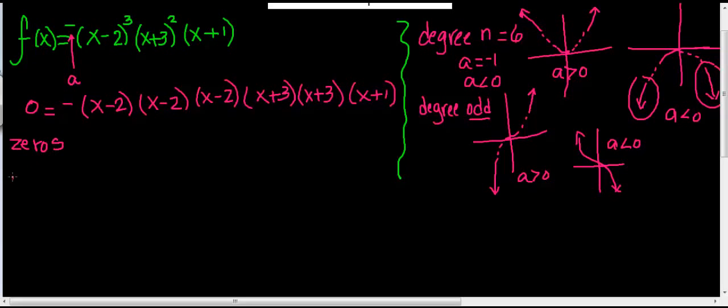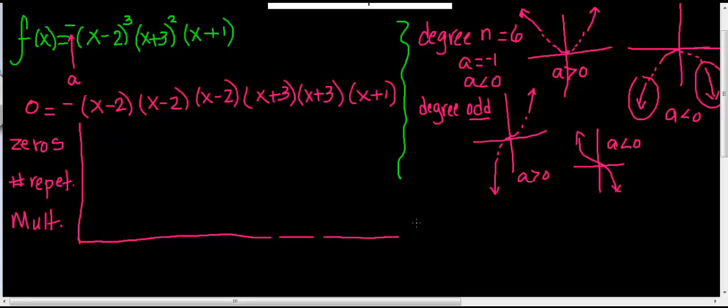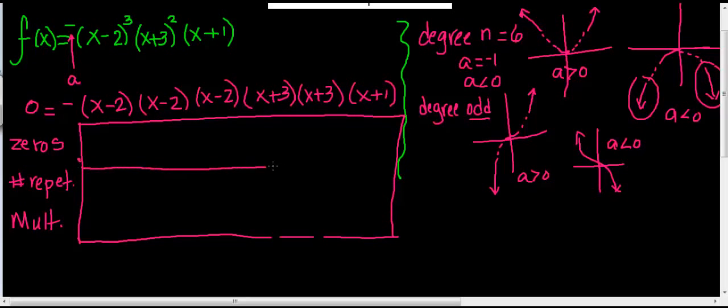And now I can fill in a little table with all the information that I need. I can write zeros, I can write number of repetitions, and the multiplicity of the 0. I'm sorry if this is crooked. It's not easy drawing straight lines on this tablet. Okay. So we're going to deal with our zeros and the number of repetitions and multiplicity.